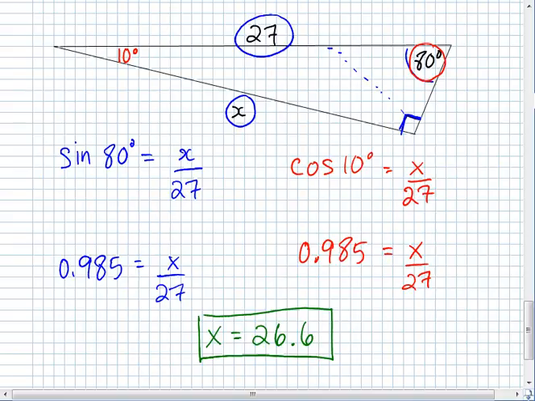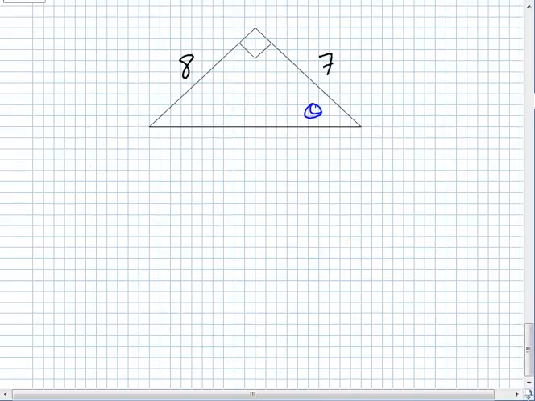Let's see if I can give you a situation where you absolutely have to choose one. Try this one. Here's the triangle I've given you. I want you to pause the video, and in 3 seconds I'm going to show you how you can find the angle. Pause the video now and give it a try. Find theta. Okay, hopefully you paused the video in time. There's how you're going to start it.